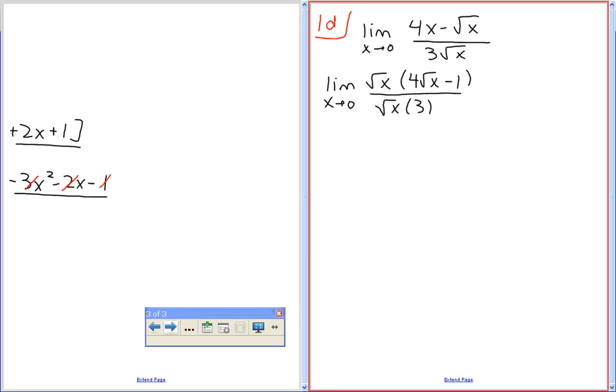The root of 0 is 0, right? Because 0 comes first. Yes, you certainly can. That's what I was hoping someone would say. It just cancels. You're left with the limit as x approaches 0 of 4 root x minus 1 all over 3. Which turns into, now I'm going to sub in x equals 0, and you get negative 1.